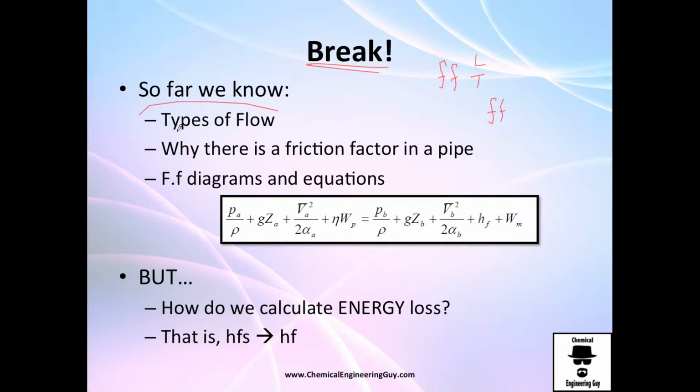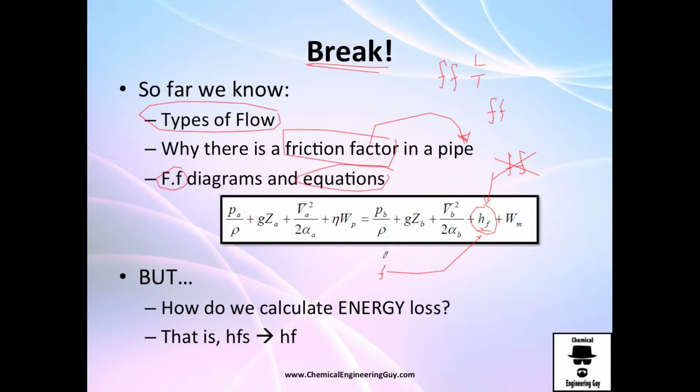Let's make clear what we've seen. We've seen types of flow, laminar, transient and turbulent flow, why we need the friction factor to describe friction in the pipe, and we've seen the diagrams used to calculate the friction factor and equations. But what is this for? We want to calculate this value right here, and as you can see, this value is not the friction factor per se. Nope. So how do we calculate this value right here?